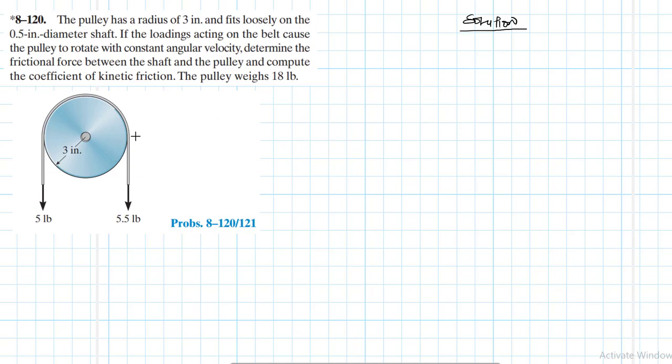Right, so we have a pulley of radius 3 inches and it loosely fits on a 0.5 inches diameter shaft. We have been given the weight of the pulley, which is 18 pounds, and we are being asked to determine the coefficient of kinetic friction and the frictional force between the shaft and the pulley.